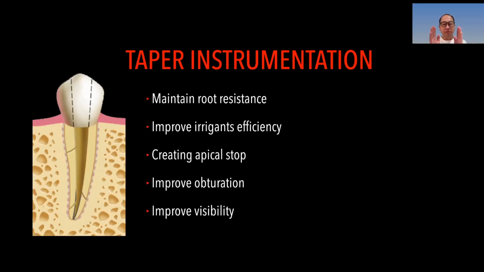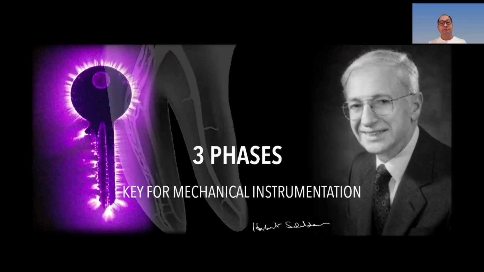If you have taper instrumentation like in this shape, the irrigants will reach the apical part of the root canal system more easily. It will also create a good apical stop. So if you want to perform warm vertical condensation obturation, it will make sure that the gutta percha will not overextend. It will also improve obturation, and with taper instrumentation we can have good visibility into the root canal systems.